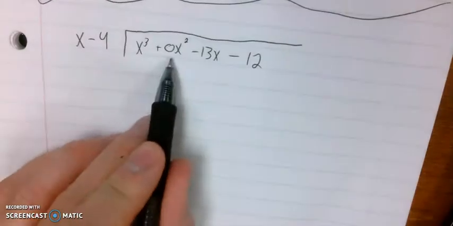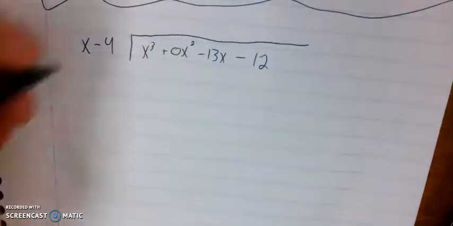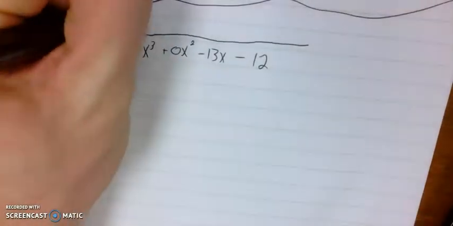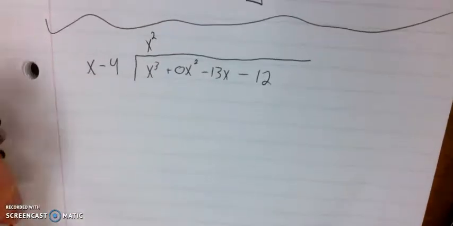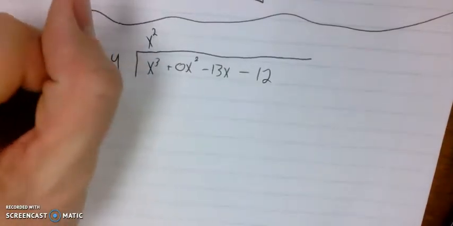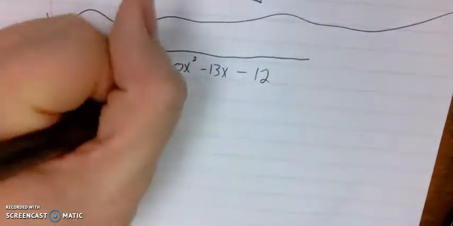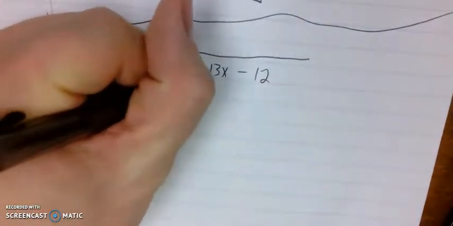By the way, for the 0x squared, you could put a plus, you could put a minus. It doesn't matter. It's a 0. 0 has no sign. Turn an x into an x cubed by multiplying by x squared. Then off to the side, we're going to take that x squared and multiply it into our divisor, which was x minus 4. That will give us an x to the third minus 4x squared.